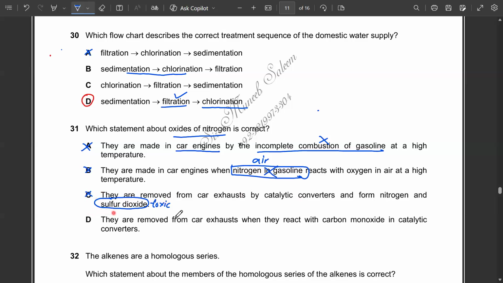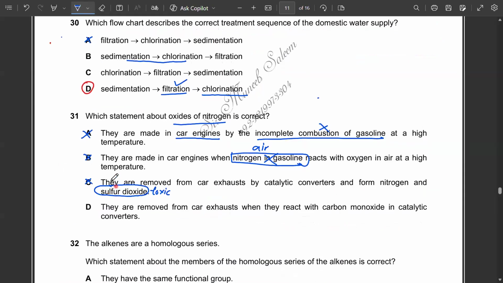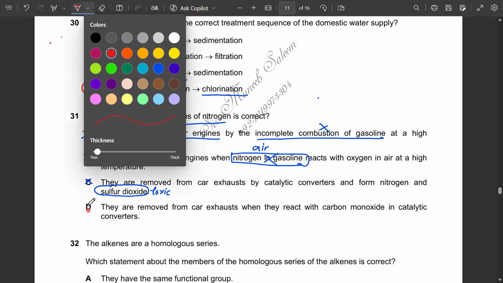D option says they are removed from the car exhaust when they react with carbon monoxide in catalytic converters. So this one is the correct option because we can see in this equation CO and NO are reacting together to make CO2 and N2. So this is the correct explanation. So that's why D is the correct answer.